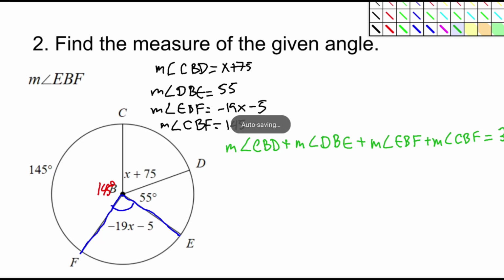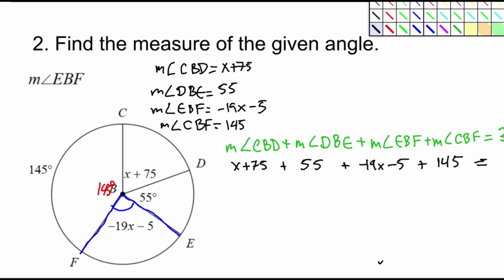Now we can just do a little substitution and solve this problem. For the first one, this angle is x plus 75. DBE is 55, that wasn't too bad. Plus the next one, negative 19x, subtract 5, plus 145 is equal to 360.